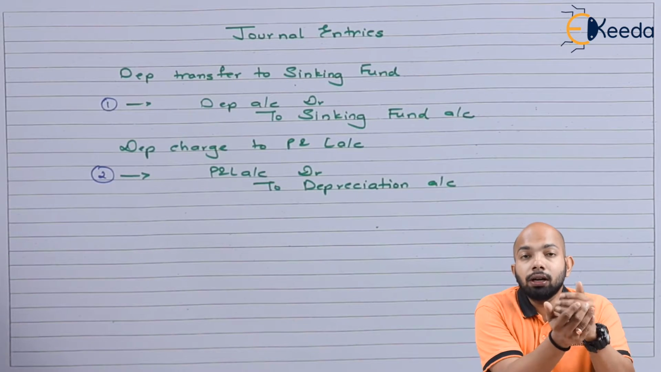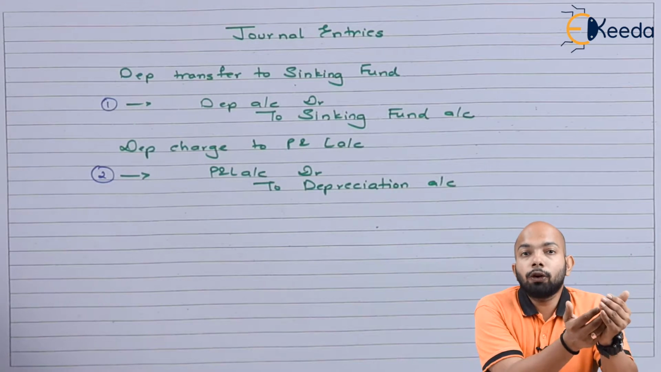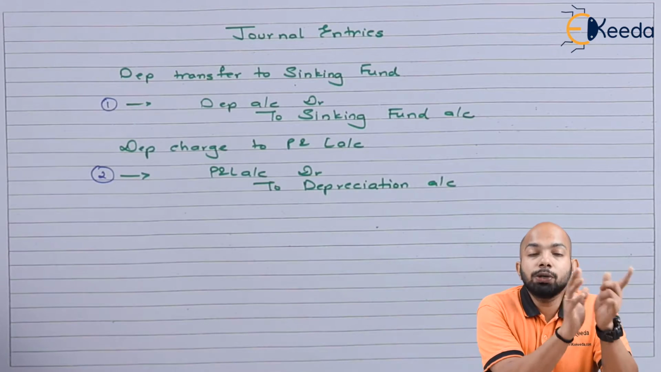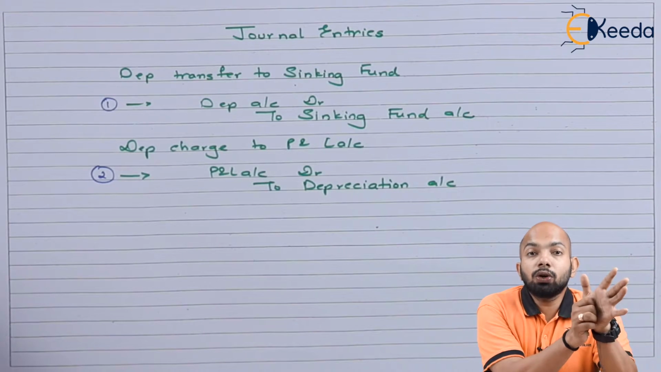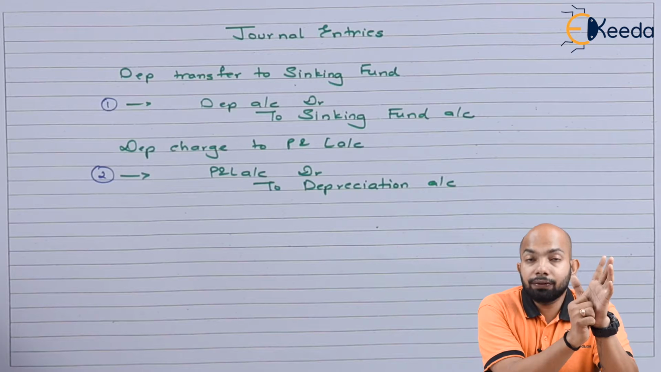And in the second one, that same entry has been moved to profit and loss account, because it has to be shown as a dual effect here. So the second effect will be profit and loss being charged. This is for the year 1 that we have done.